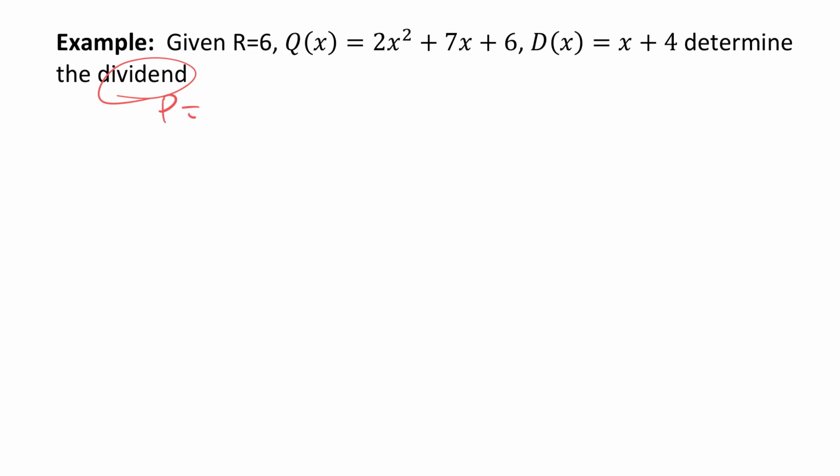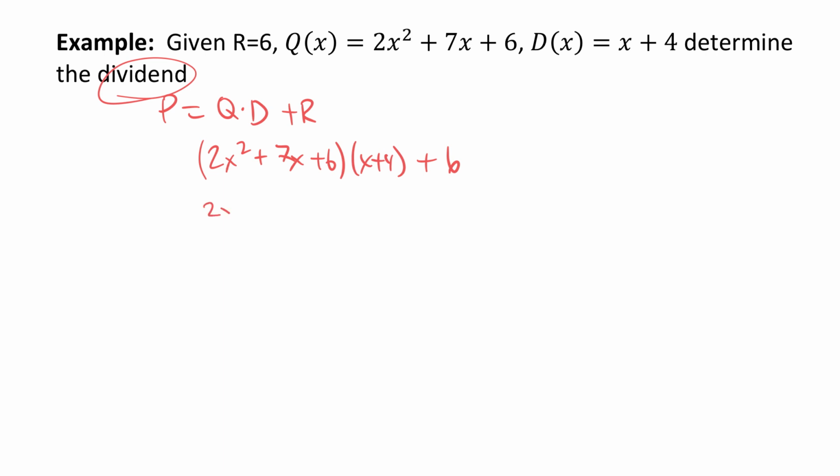All right, I think the easiest way to approach this would be to write out the formula. Polynomial is quotient times divisor plus remainder. So if we plug in what we're given, we have the quotient, the divisor, and the remainder. And then we can simply multiply out.